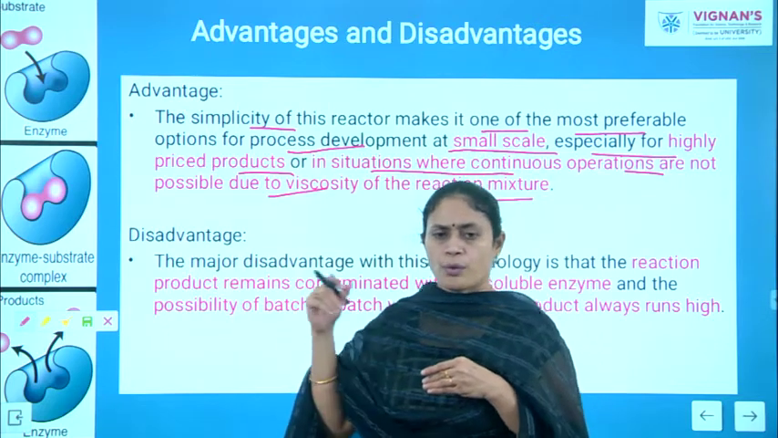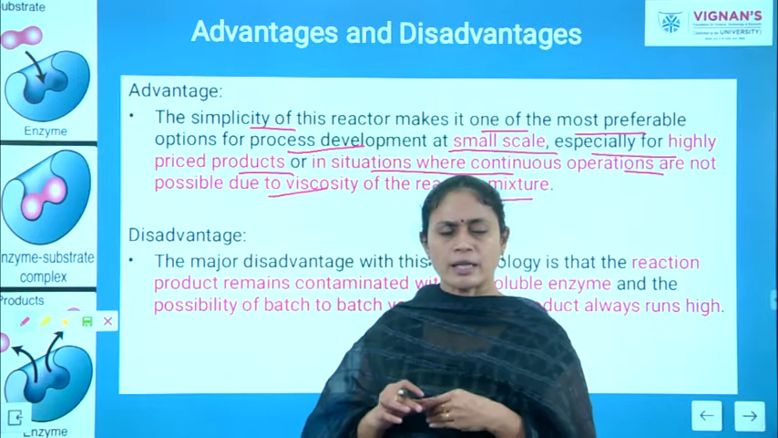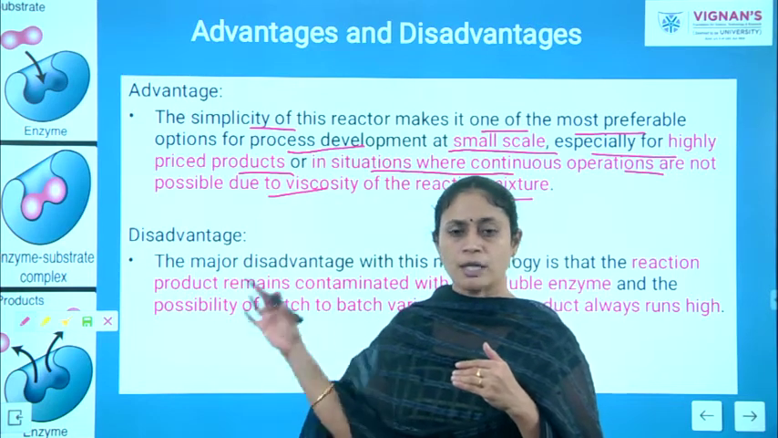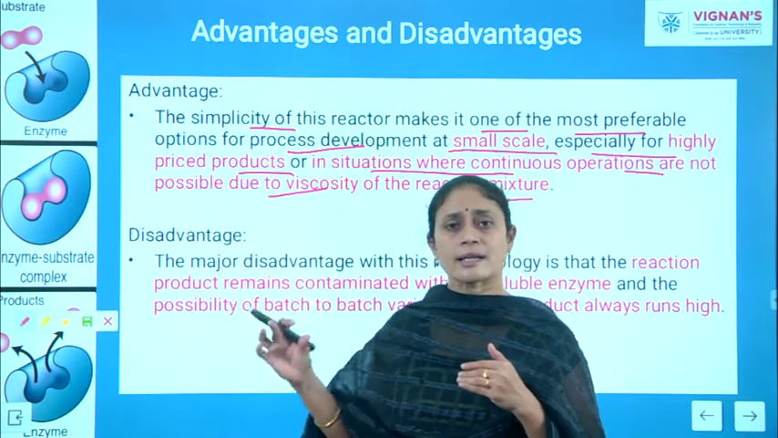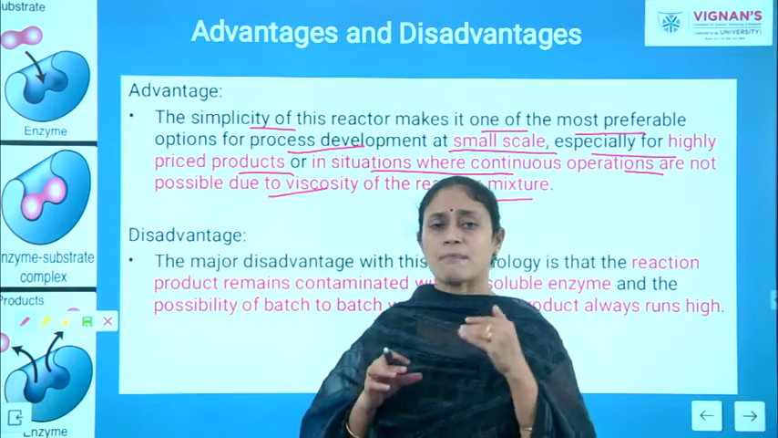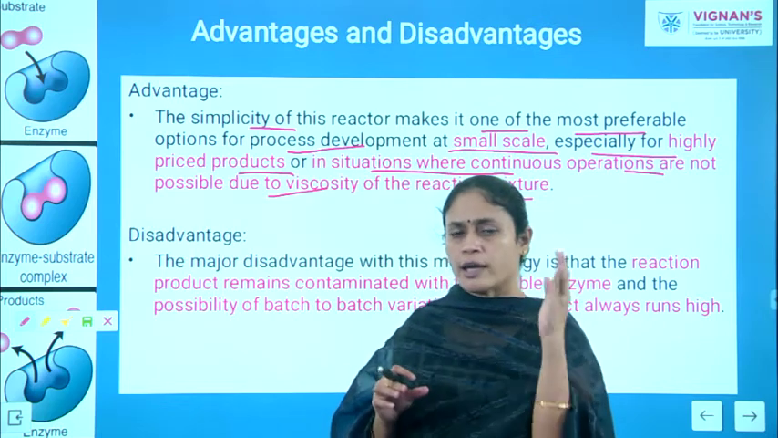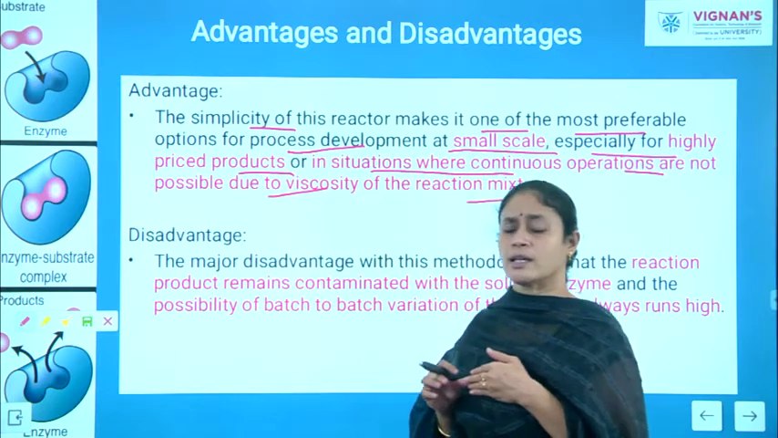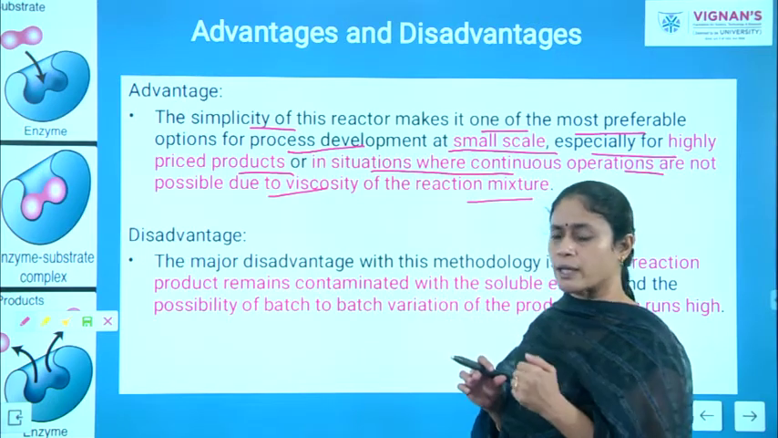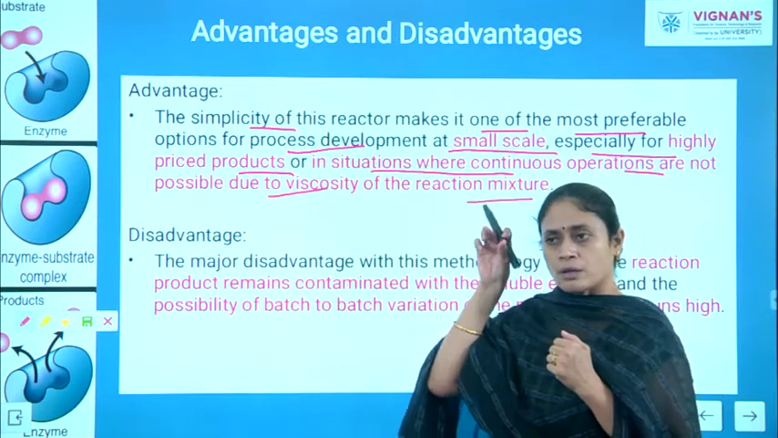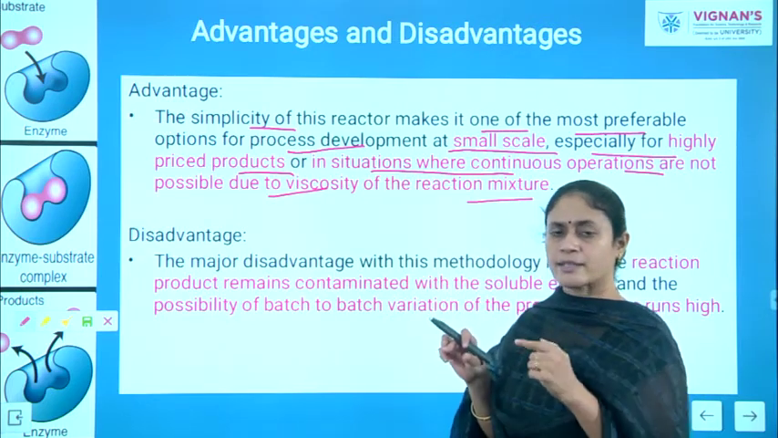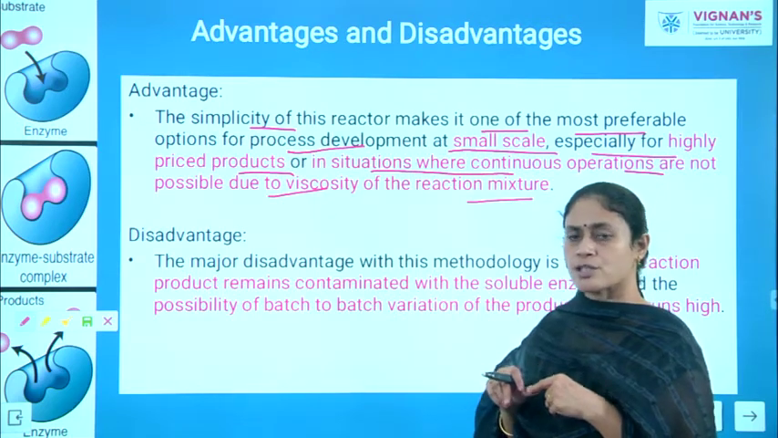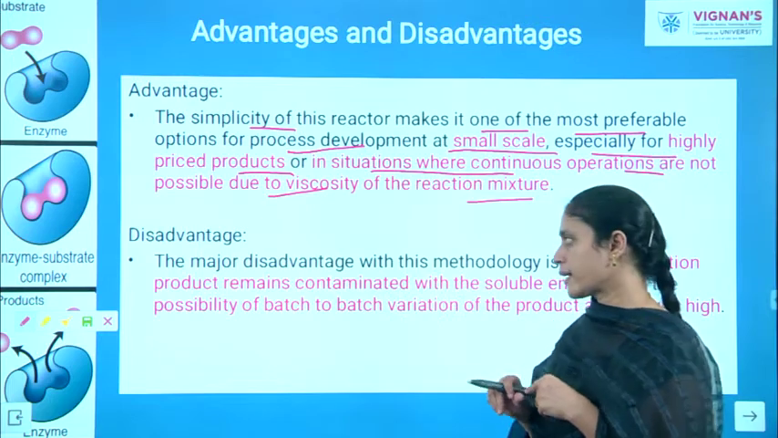So what's the problem with the increase in viscosity? As the reaction proceeds, if the viscosity in the reactor is increasing, then there will be certain mass transfer limitations. So in processes where the viscosity of the reaction mixture increases with time, you need to select the reactor which is nothing but your batch reactor. For that sort of reaction, you need to select your batch reactor.